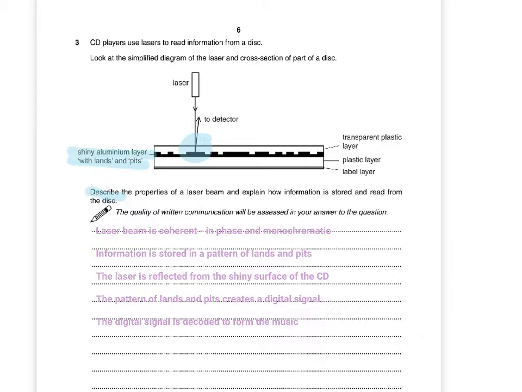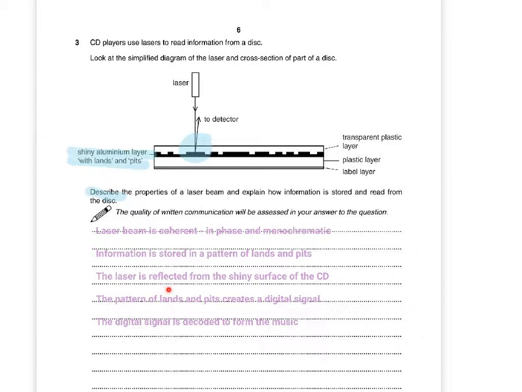So how is the information actually stored on the CD? Well, there's plenty of information in the question to help you answer this. Information is stored in a pattern of lands and pits. You just look at it. You can see that some of the lands are longer than others. Some of the pits are longer than others. So it's that pattern that is coding the information.